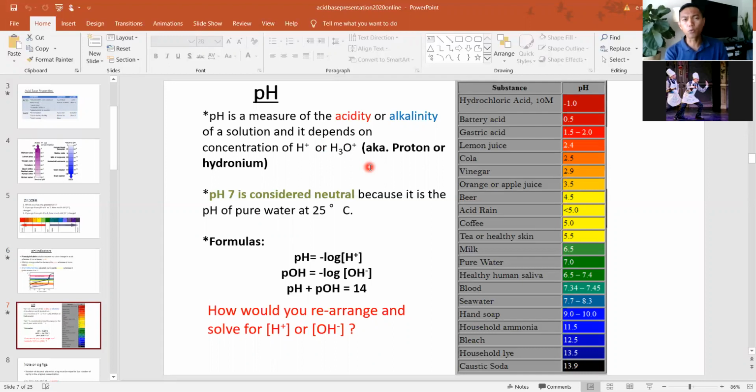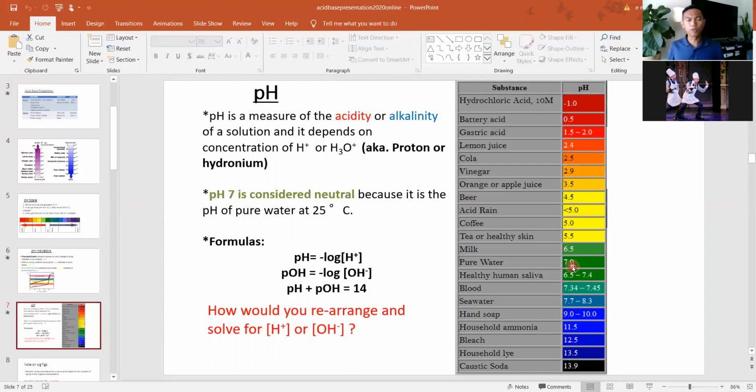So depending on the question, they might say, what if you have a concentration of hydronium of 5 times 10 to the negative 3? And you're like, what's hydronium? It's all the same thing. H plus, H3O plus, hydronium, proton, they're referring to the same thing. As I mentioned earlier, pH 7, which falls in the middle range, is the neutral pH.